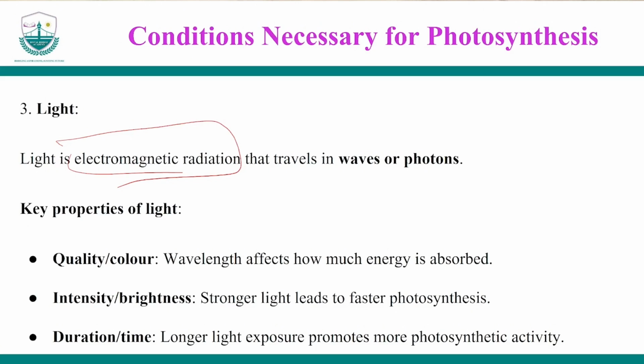Light intensity is another very important aspect that we shall talk about. The higher the intensity of light, or the stronger the intensity of light, the higher the rate of photosynthesis. The more light you have, the more photosynthesis you will have. That's the meaning there. And then the duration.